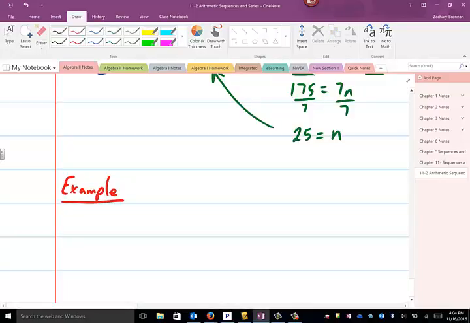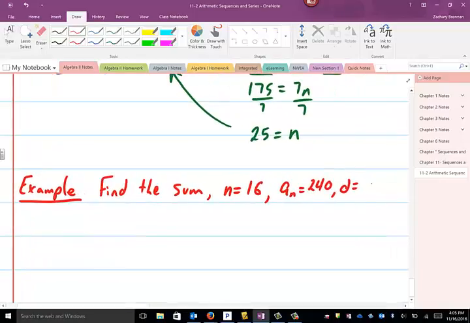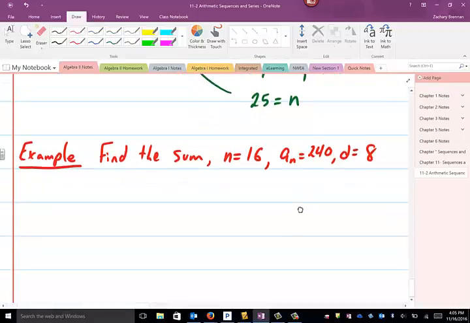This one says, find the sum. And I'm going to give you, this one says n equals 16, a sub n equals 240, d equals 8. Now, in the last problem, we didn't have this n equals 16. We had to find it. So in this problem, there's something else missing. Hopefully you figured out that's the a sub 1.